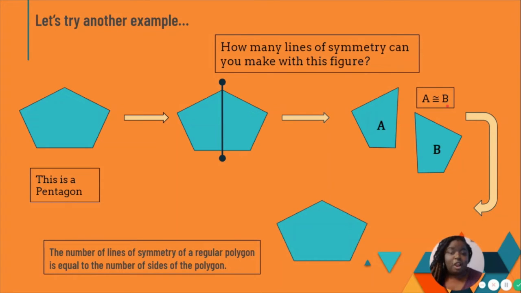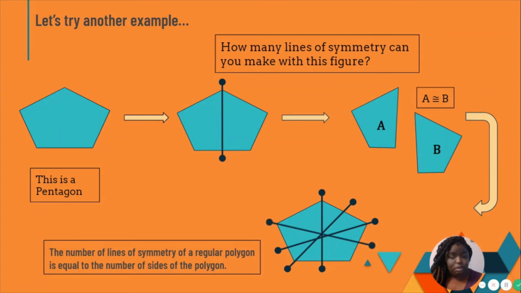So to answer our question, how many lines of symmetry can you make with this figure? We have our first one, our first line segment, 2, 3, 4, and 5. So I can make 5 lines of symmetry with my 5-sided pentagon.